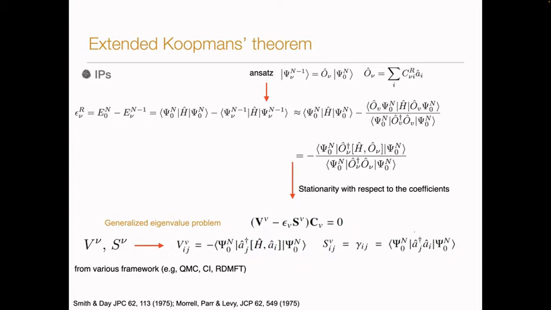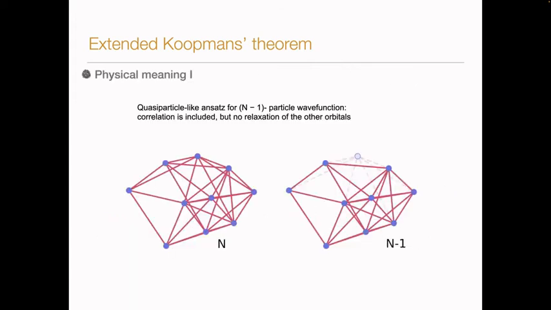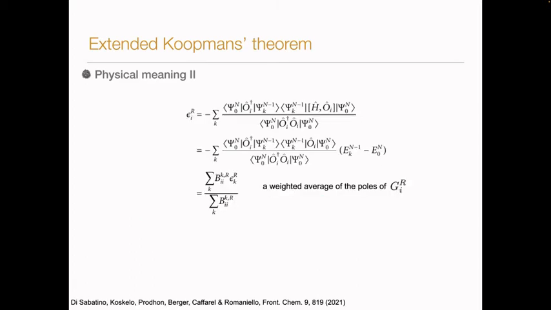Okay, so before passing to the RDMFT framework, let's see what is the physical meaning of this EKT. Usually you find that this is the explanation of this ansatz: it's essentially based on a quasi-particle-like ansatz. You have your many-body wave function, you remove an electron, and the rest of the orbitals are not relaxed. However, since we are interested in spectroscopy, it's nice to give another point of view, an interpretation of these energies that we can calculate.